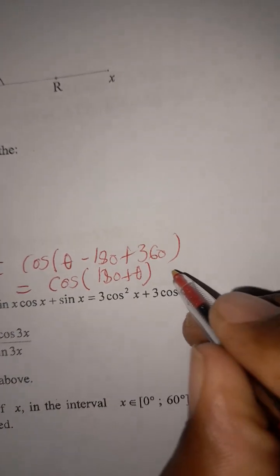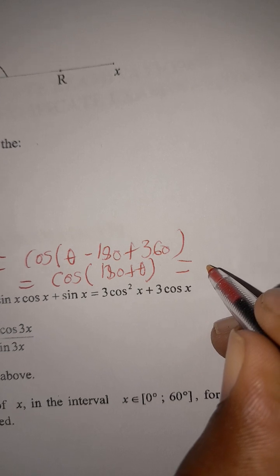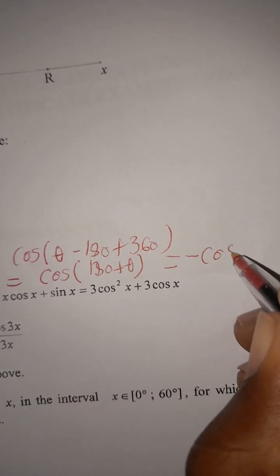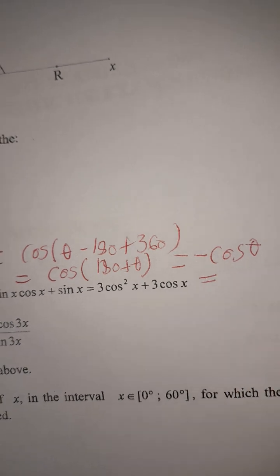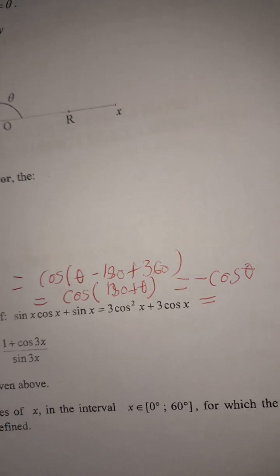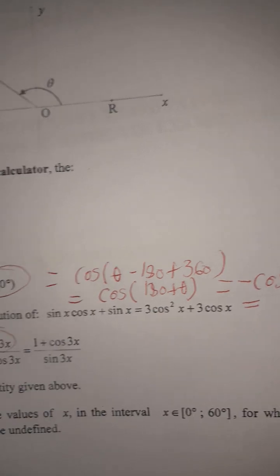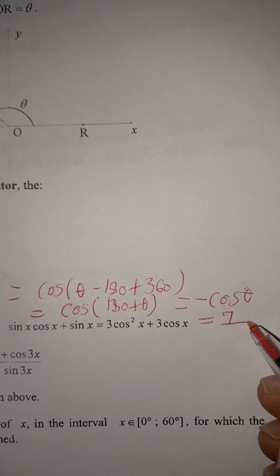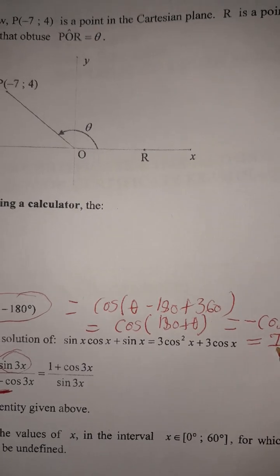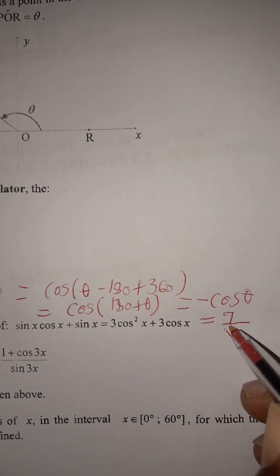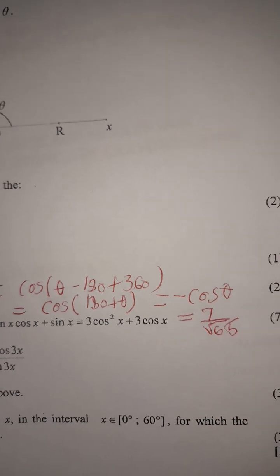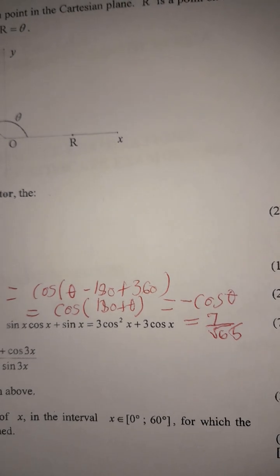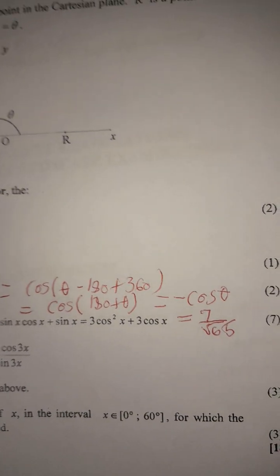From here, how is cos in the second quadrant? It's negative, so we're going to have negative cos theta. Remember that cos is adjacent over hypotenuse. You have your adjacent as negative 7, so when you put it in, it's going to be positive 7 over your hypotenuse. We did calculate the hypotenuse to be root 65, so you are going to have 7 over root 65.